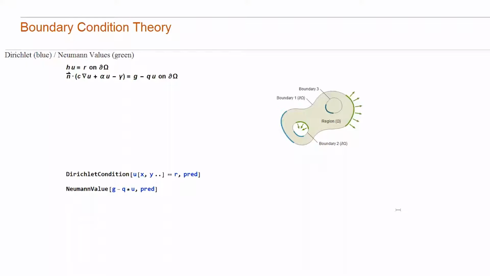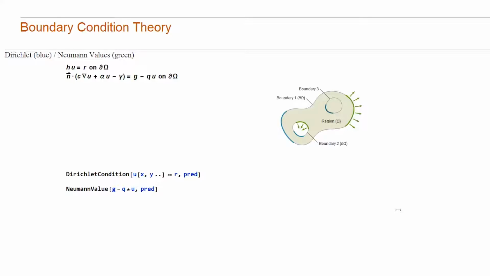Let's look at the theory of boundary conditions. In this illustration, you see an arbitrary shaped region which has several boundaries. The outer boundary, boundary 1, is the outer part of the region. Then there's an inner boundary, in this example a hole in the region, that's boundary 2. And there's a third boundary, that's a material boundary, boundary 3.